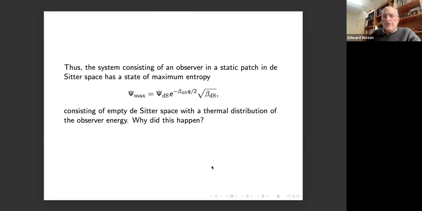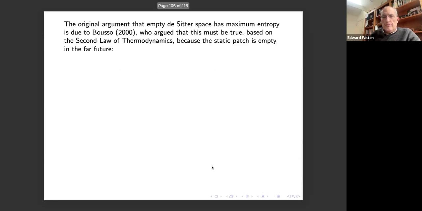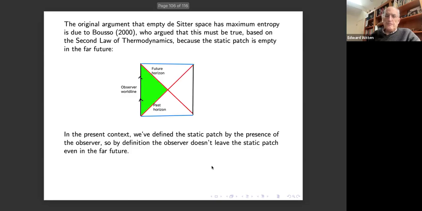Why did it turn out that empty de Sitter space had maximum entropy? Well, the original argument that empty de Sitter space has maximum entropy goes back to Bousso 25 years ago, who argued that this must be true based only on the second law of thermodynamics, because the static patch is empty in the far future. So, okay, Bousso did not explicitly include the observer. So when we look at this picture, forget about the fact that I've labeled the left edge as the observer world line. But do think of this as the Penrose diagram of a static patch.